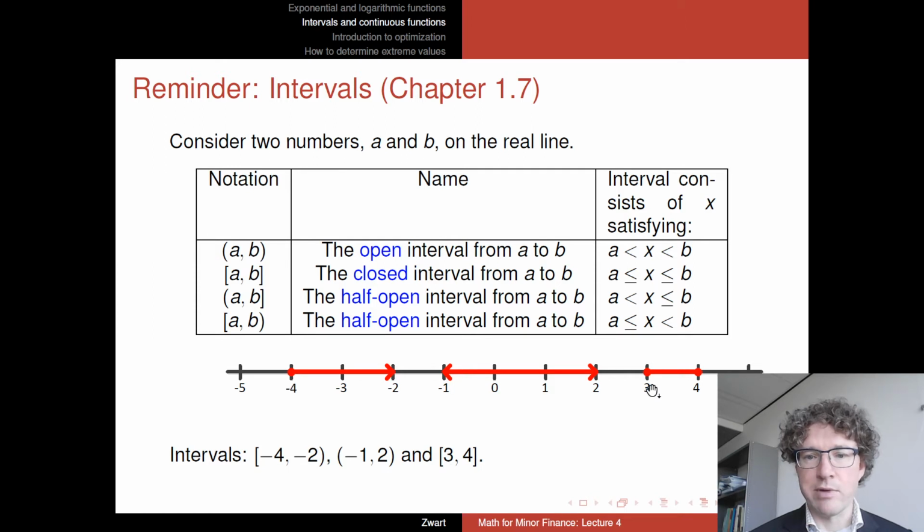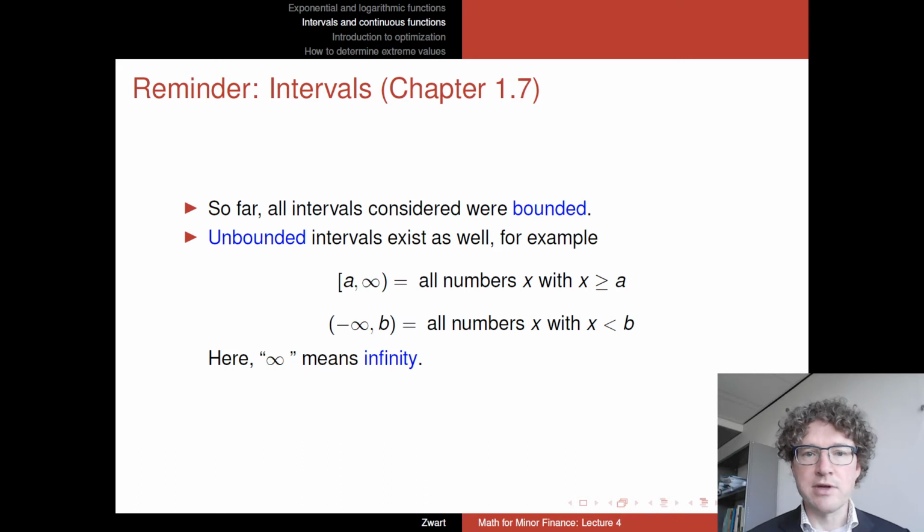So here's an example of that with 3 and 4 are actually also allowed. So that would be this interval, and it's actually denoted by this square brackets notation. So these were finite intervals in the sense that they were between two finite values. There's also unbounded or infinite intervals.